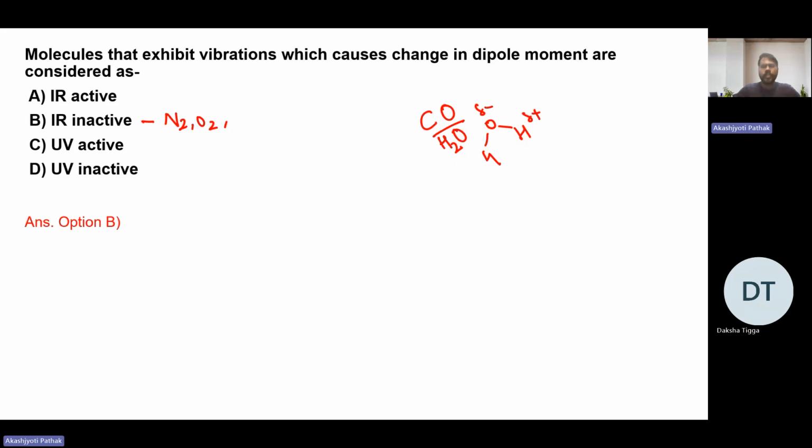So the vibration of carbon dioxide results in transient or temporary dipole moments. The vibrational motions within the carbon dioxide molecule will result in temporary transient dipole moments. And these temporary dipole moments interact with the IR light and result in the carbon dioxide molecule being IR active.